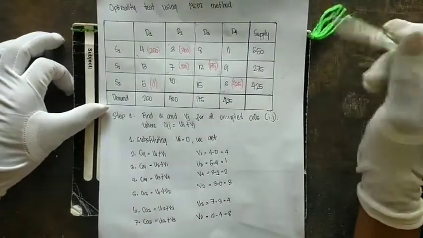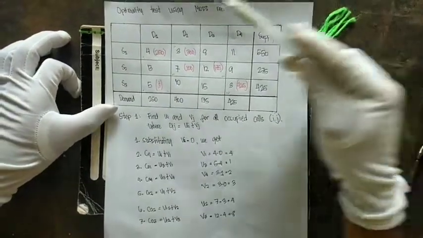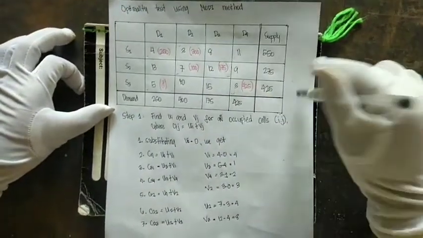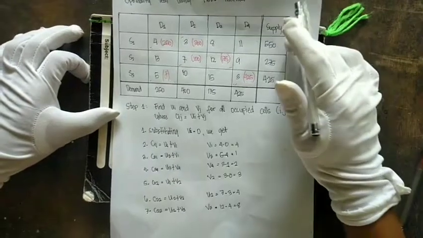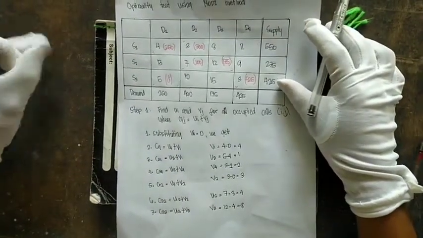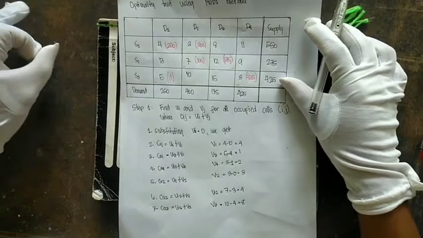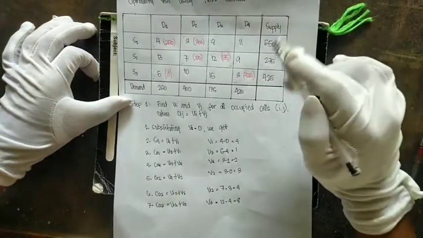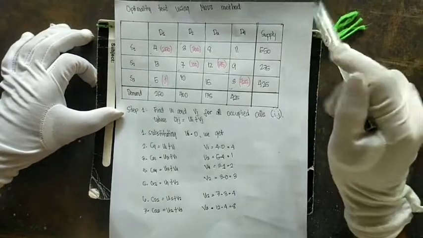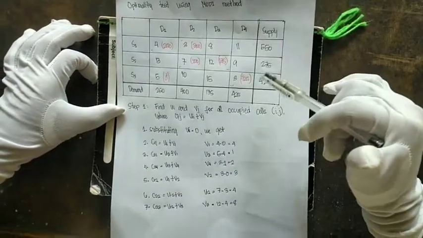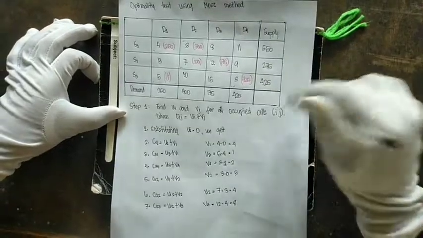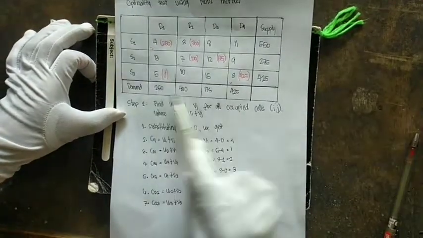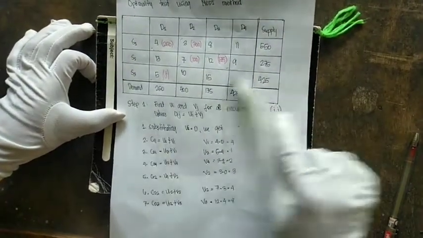And now we will proceed to the MODI method. So our optimality test using the MODI method. Since we compare the total cost of those three, the northwest corner method, the least cost method, and Vogel's approximation method, and I see that the northwest corner method and Vogel's approximation method have the same total cost, I will choose the northwest corner method. So these are the cells for the northwest corner method.